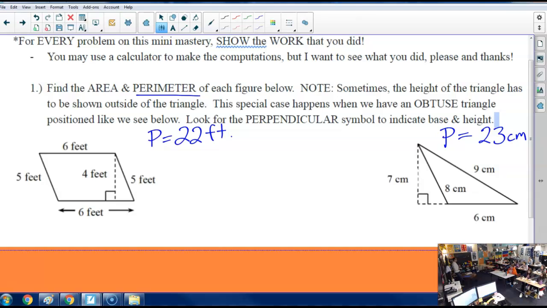But one of the things I will write on your papers when I take the time is dogs, cats, pizzas, question mark. Because if you just put 22, what in the world are you talking about? Dogs, cats, pizzas, feet, miles, square, purples, I don't know. It's got to have a label.